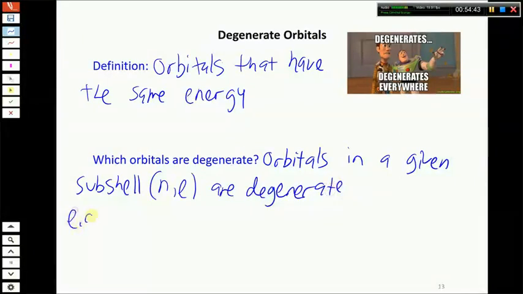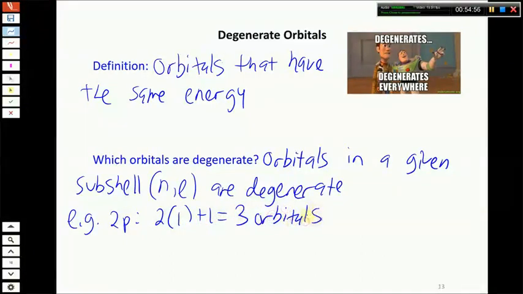So, for example, we just talked about the 2p orbital. The 2p subshell has 2 times 1 plus 1, which is 3 orbitals. Remember, we drew those earlier today, so those are the 3 different p orbitals that change their direction from x, y to z. All 3 of those orbitals have exactly the same energy.